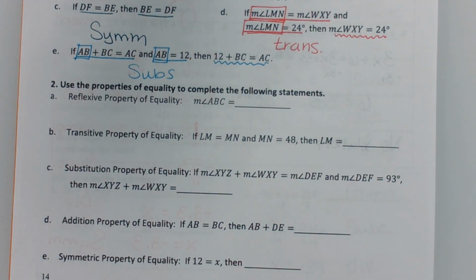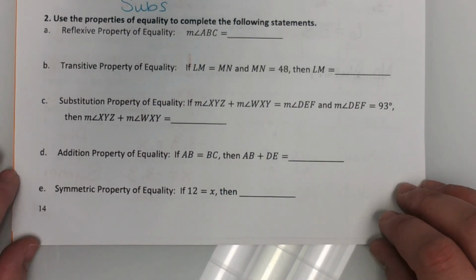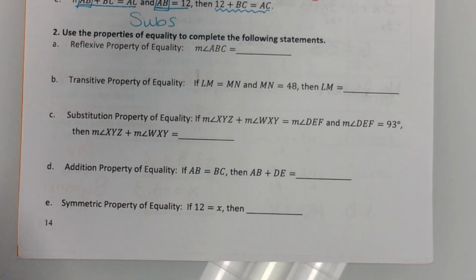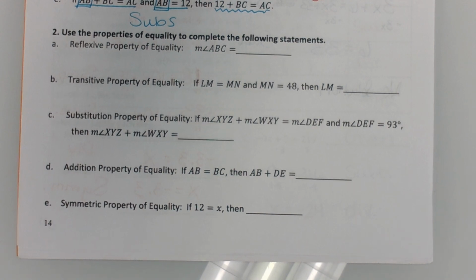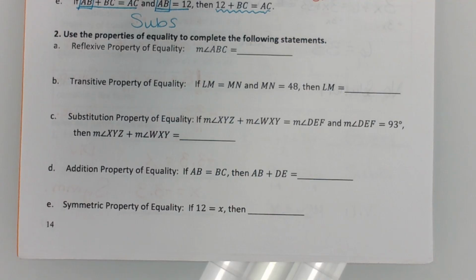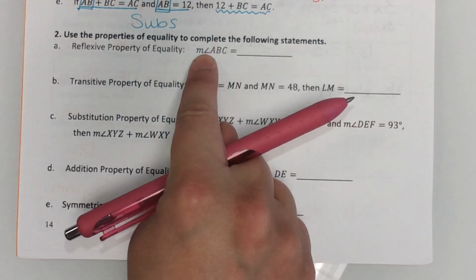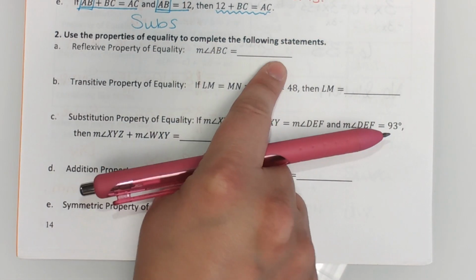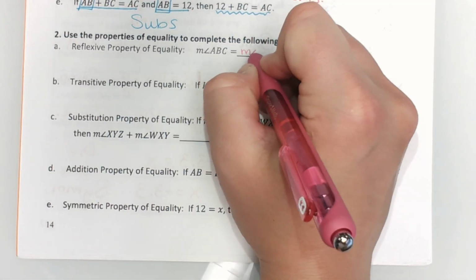So one of the things is recognizing the property when it's used. Another thing is just simply being able to use the property, which is the second half of what shows up here. Use the property to complete the statement. The first one is the reflexive property. According to above, the reflexive property has something equal to itself. So if I have the measure of angle ABC, I'm going to finish it with the measure of angle ABC.